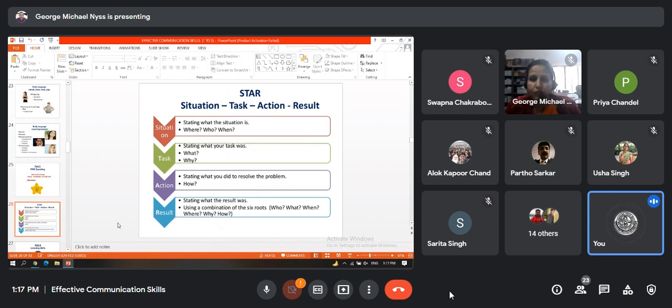In situation, you state what the situation is: where, who, when. In task, you state what your task was: what, why. In action, you state what you did to resolve the problem and how. Result is stating what the result was, using a combination of the 6 roots: who, what, when, where, why, and how. You can use these things.